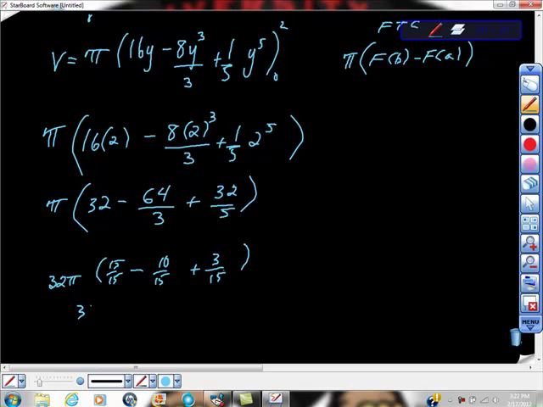So we have 32 pi. I really must care about you guys. This is ridiculous. 8 fifteenths for a total of 256 pi fifteenths is equal to our volume.